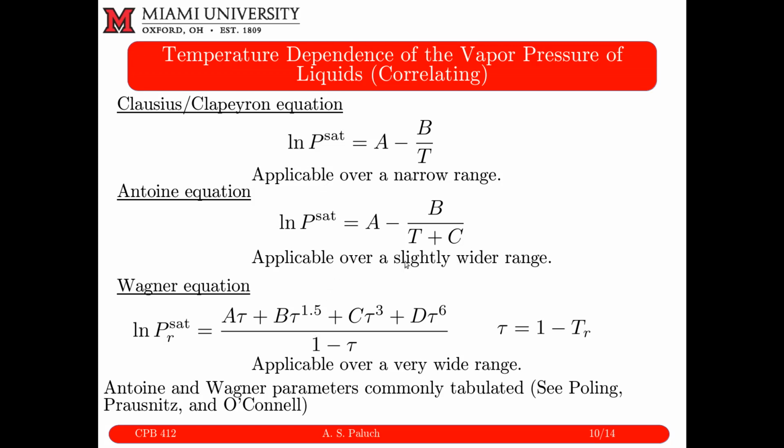The difference is in the denominator. Instead of B over T, we have B over T plus C. We stretch our temperature axis. All we've done is introduce a third parameter, and with the addition of this third parameter, we greatly increase the temperature range for which this expression is applicable. Hence, the Antoine equation is a very common way to correlate vapor pressure data, but its origin is based off of the Clausius-Clapeyron equation.